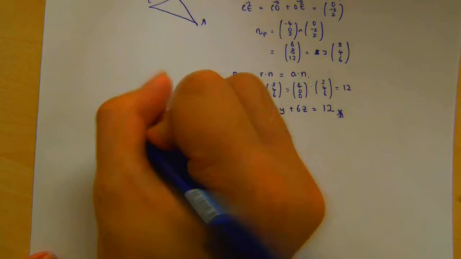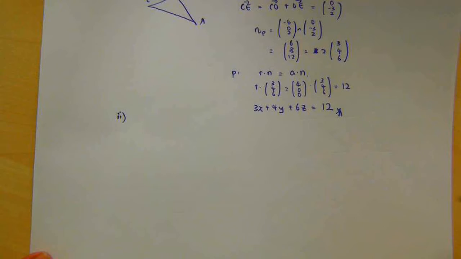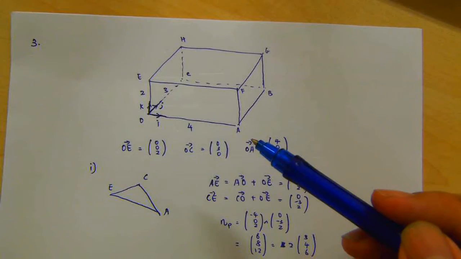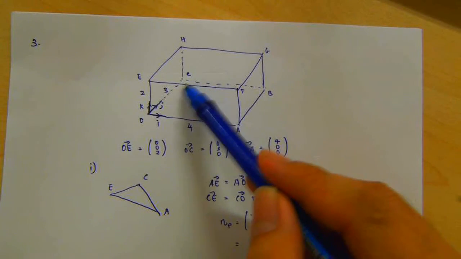So for part 2, we are asked to find the angle between plane P and plane OABC.